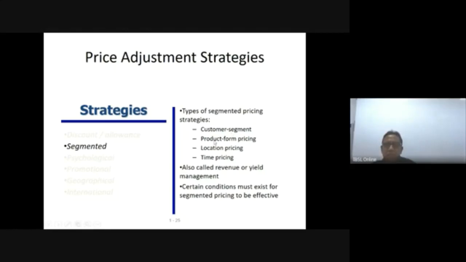Product form pricing, say Lux. If you take Lux soap and Lux liquid, liquid is higher in price: the same product but a different form. Location pricing: in theaters you find the balconies expensive, rear stall, front stall, different pricing. Time pricing: peak hours, off peak. In telecom, peak hours charges are high, off peak hours are cheaper. So they are called revenue or yield management, because depending on the time, you can change your price based on peak, off peak, location wise, product form wise, and customer segment wise.